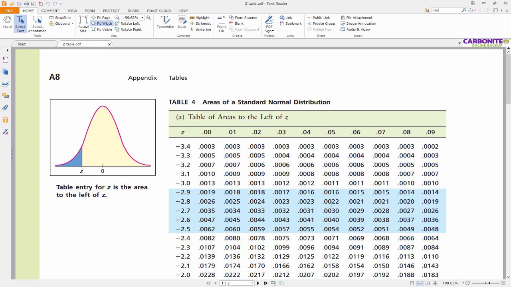Just for pretend, if we had a z-score of negative 2.58, I go to 2.5 and then I go over to the 8 column right here. Or if I had negative 2.10, or just plain negative 2.1, then I'd go over to this 0 column. And see, these little tiny things in here, those are all probabilities. In fact, let's go look up our probability, which is negative 1.07.